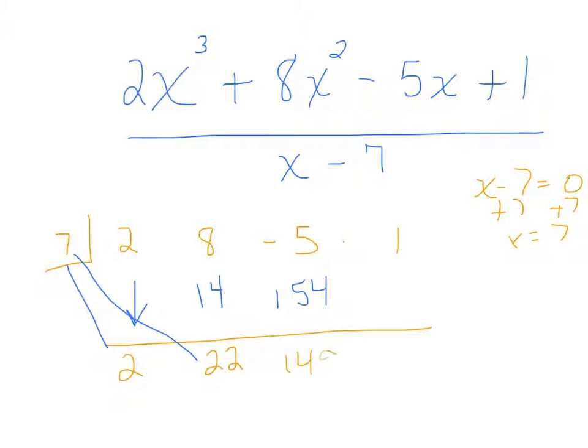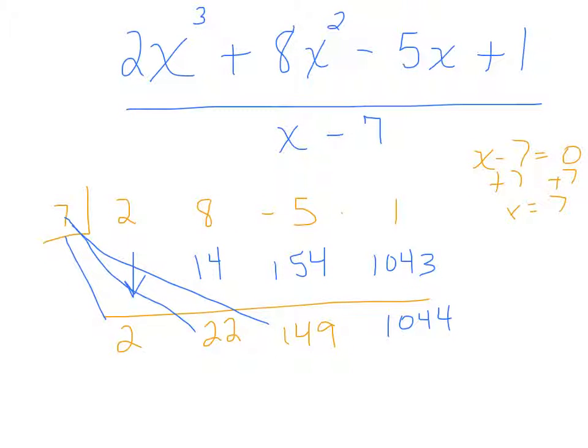Don't let those big numbers scare you. 7 times 149 is 1043. Add those two together and you get 1044. Then for your final answer, you go backwards. The last number that you got was the remainder. So I have 1,044 over my original divisor, which was x minus 7.